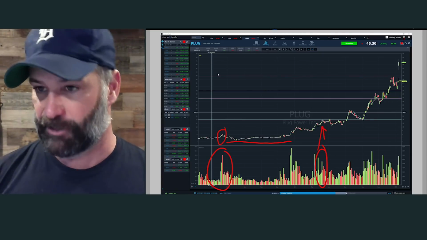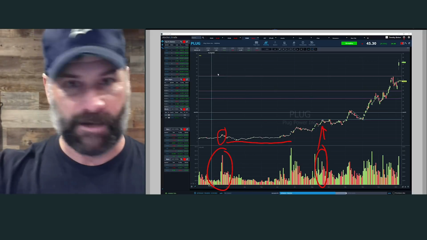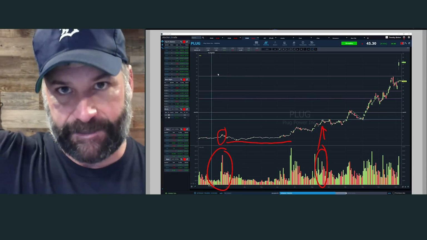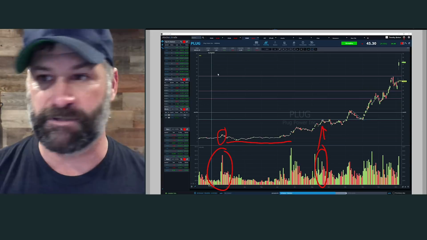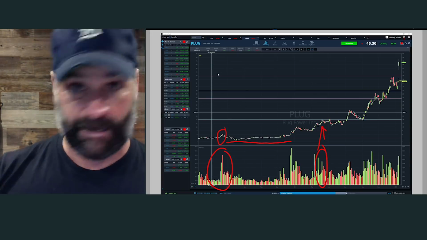And it's a hot sector. At the same time, Tesla's been going wild, so Tesla's leading the EV sector. You're in a hot sector. You've got a stock with news. There's a high likelihood that it continues to break.